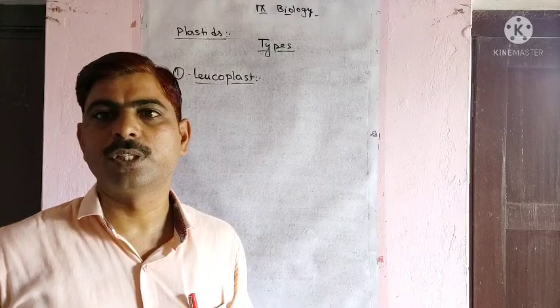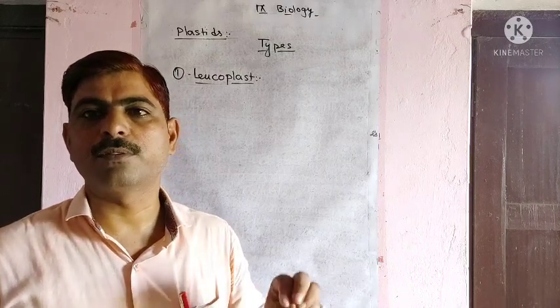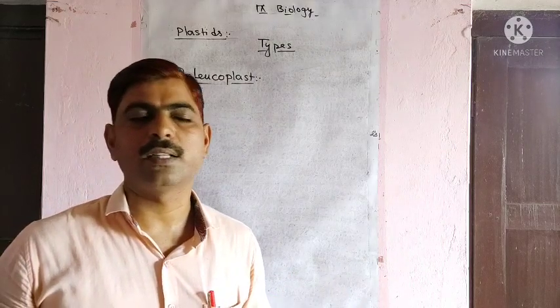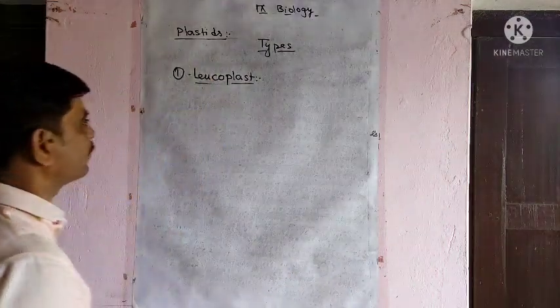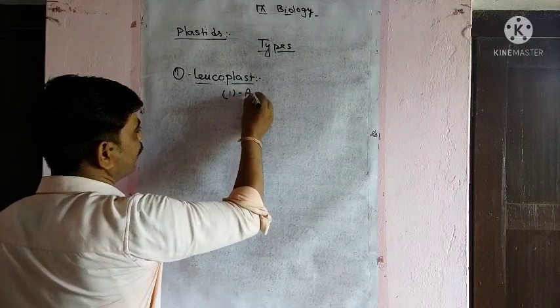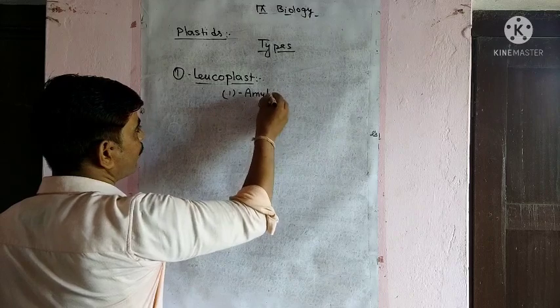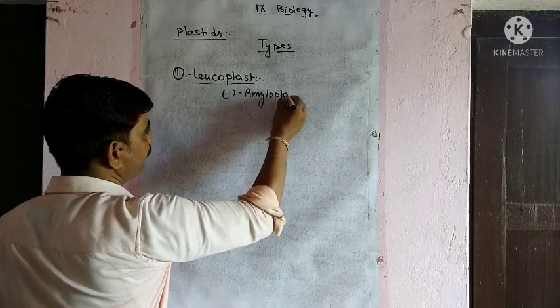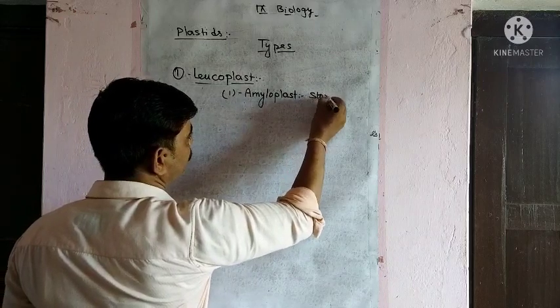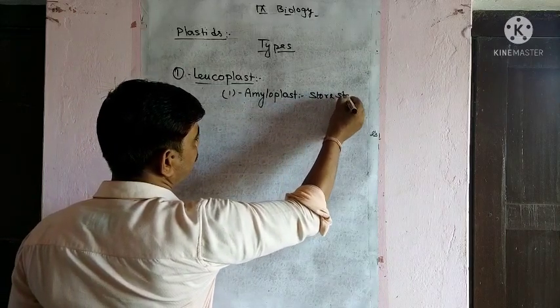They are found in the root, in the stem, in all those parts that work for storage. They are further divided into three parts. One is the amyloplast, that stores starch.